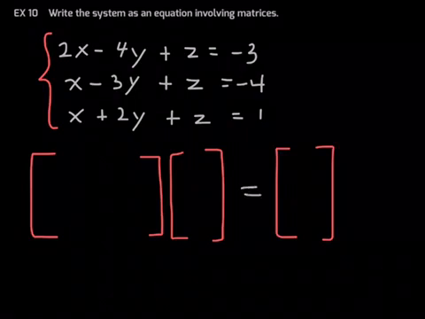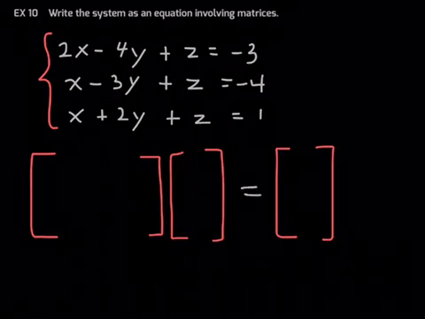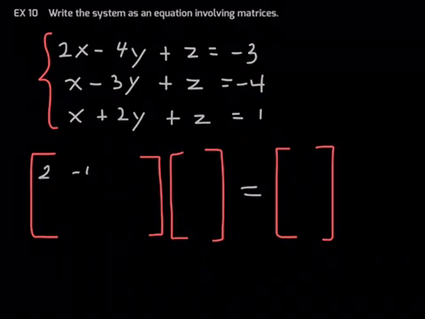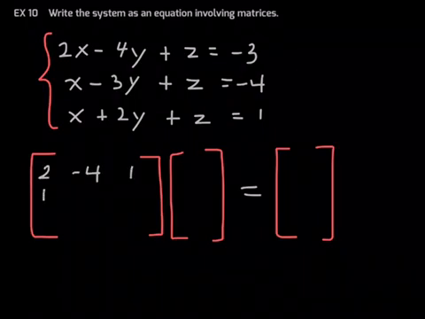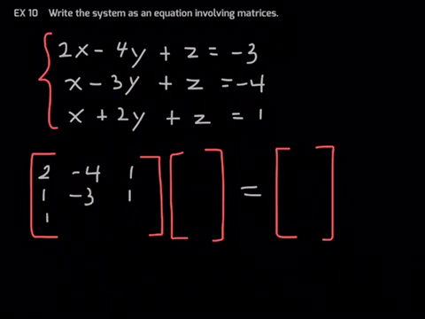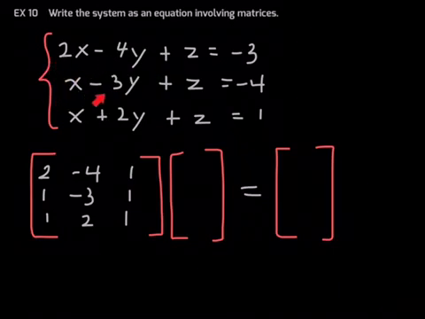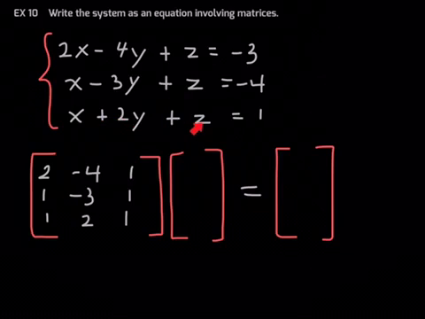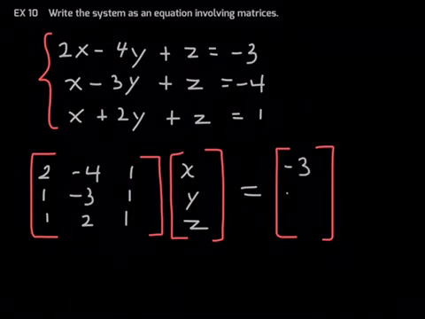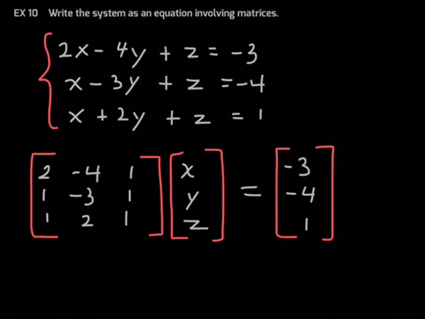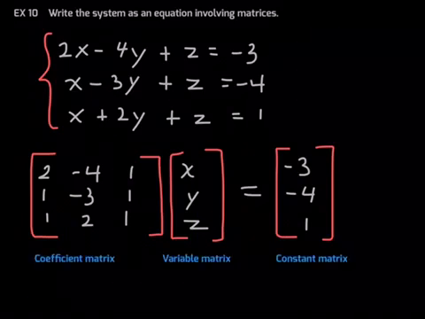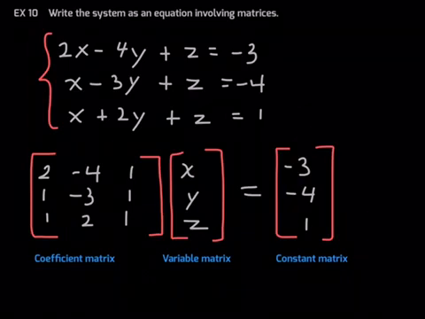All right, cool. What are your variable coefficients in the first row? 2, -4, 1. And then you got 1, -3, 1, 1, 2, 1. What I just listed there are all of your variable coefficients. Now, what variables do you have? X, y, and z. What are your constants? -3, -4, and 1. That's it. That's all they wanted us to do.